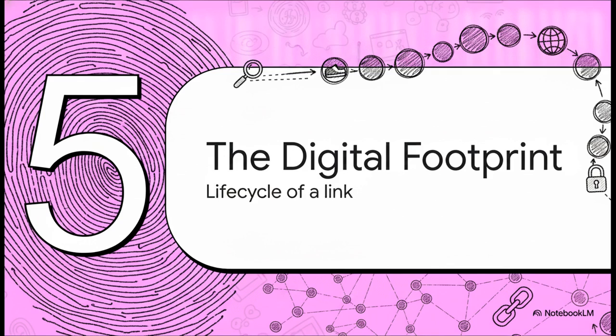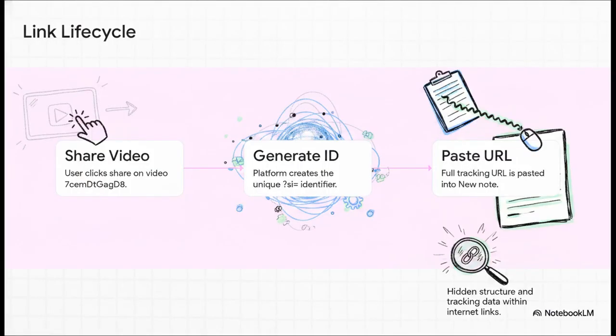We're looking at the life cycle of a shared link. Looking at this, we can clearly trace the life cycle of how this information-dense string was generated. Step 1, human intent. A user decides to click share on a specific video. Step 2, machine action. The platform instantly generates that unique source identifier to monitor the link's journey. And Step 3, the capture. A human copies that full, tracker-laden URL and carelessly pastes it into a blank new note. It preserves this entire digital interaction perfectly, almost like a bug trapped in amber.